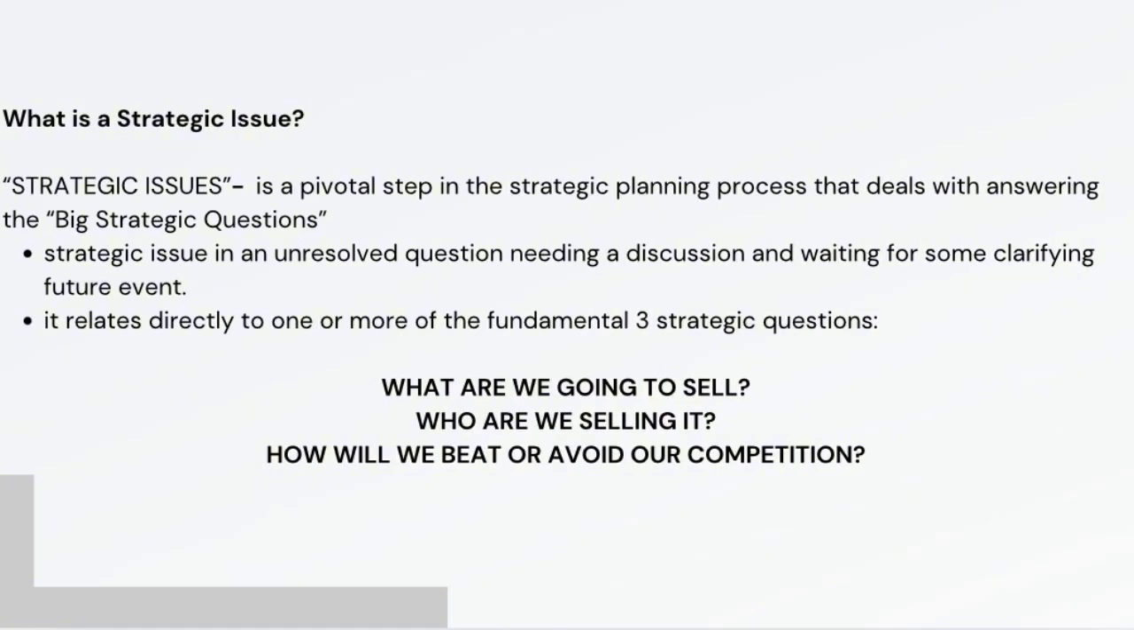What are we going to sell? This question focuses on defining the product or service the business will offer to meet market demand and generate revenue. For example, a technology company may decide whether to focus on developing new AI software or expand its existing cyber security tools. The second is, who are we selling to? This relates to identifying and understanding the target customers and markets for your product or services. For example, a retail business might consider whether to target young professionals, suburban families, or both.